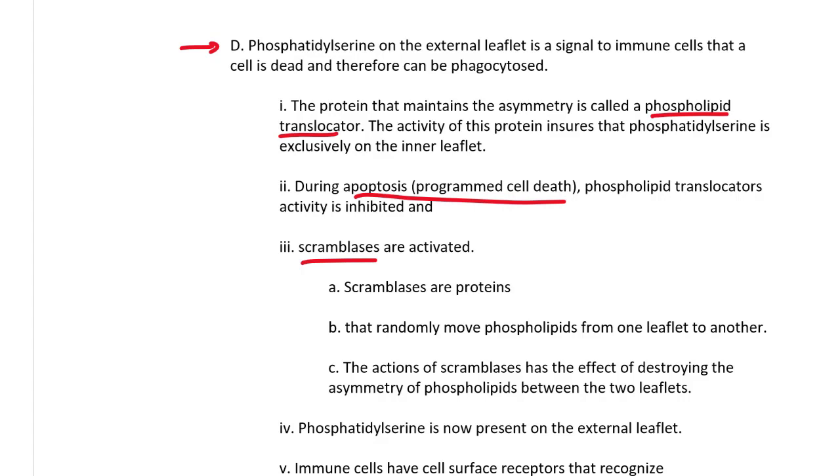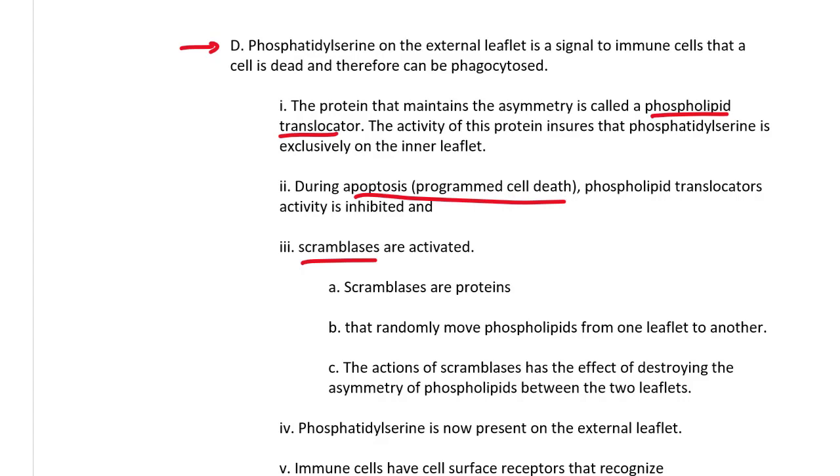So what scramblase does is it randomly picks a phospholipid from one leaflet and moves it to the other leaflet. It could randomly pick one phospholipid from the external leaflet and move it to the internal leaflet, or it picks randomly an internal leaflet phospholipid and flips it to the external leaflet. This action is literally like shuffling cards. The phospholipid translocator is putting the cards in order. The scramblase is shuffling the cards.